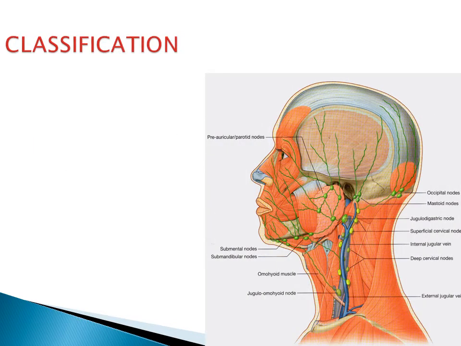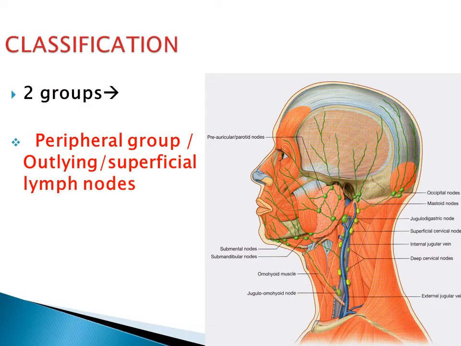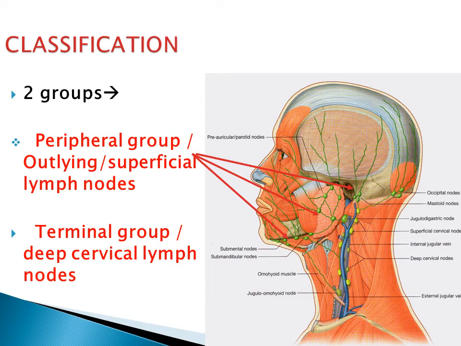So we can broadly classify cervical lymph nodes into two groups. That is a superficial group, which is also called the peripheral group of lymph nodes. Okay, so the peripheral group of lymph nodes, as we can see, they are all in the periphery. They are like outside the parotid gland, along the submandibular region, along the submental region. So these are the peripheral group of lymph nodes. They are also called superficial or outlying lymph nodes.